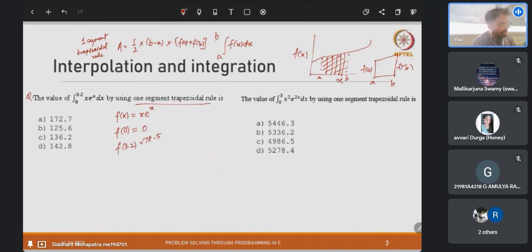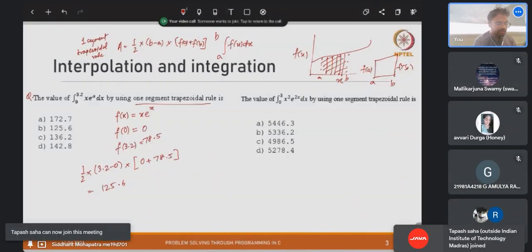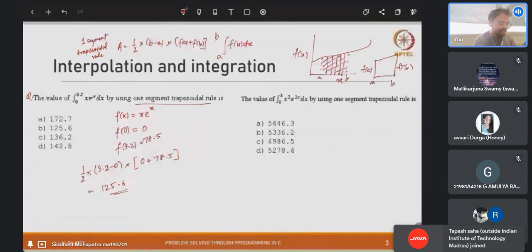Now according to this, we will put the single segment trapezoidal rule, so it's half into (3.2 minus 0) into the sum of the sides, which is this. Now if you calculate this, you will get 3.2 by 2 into 78.5, which is 125.6. So this is the area under the curve for x into e to the power x with the limits 0 to 3.2.